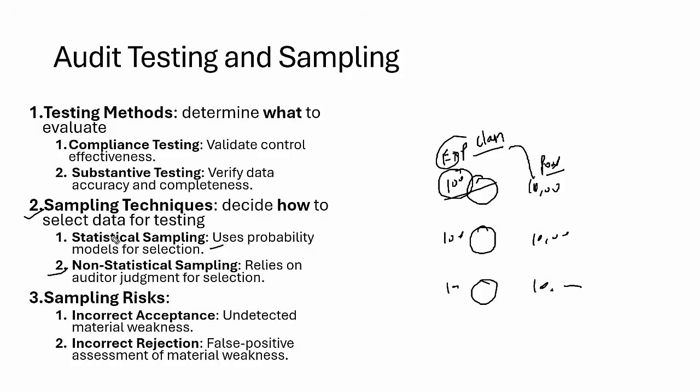Now, the problem is, when you select the sample, how do you test it? We have two types of testing methods. One is called compliance testing and one is called substantive testing. First, we start with compliance testing, which verifies the effectiveness of the control. And substantive testing verifies the data accuracy and completeness. Let me explain with an example. Let's say we have 50 payroll transactions.